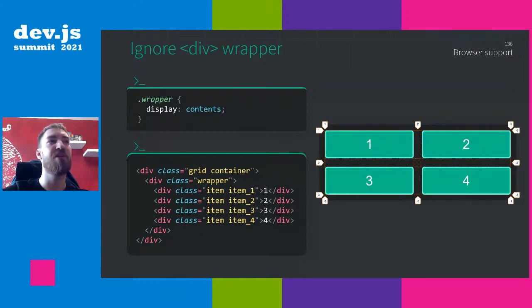So display: contents means that CSS will completely ignore this particular element as if it was never there. And so here, if we make the wrapper display: contents, we can see that now the items are treated as direct descendants of the grid. And now we get what we would expect and what we would want. The items are used as grid items.